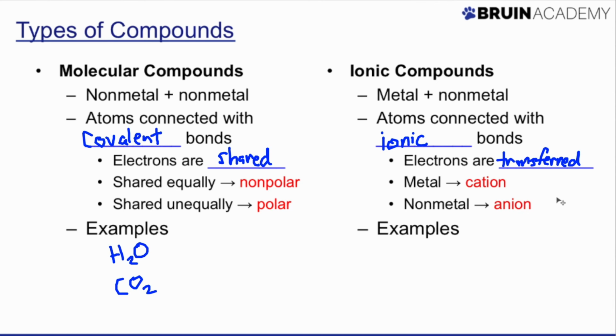Very important to remember. So some examples of ionic compounds include table salt, which is sodium, right, bonded to chlorine via an ionic bond. You could even have potassium chloride, right? Pretty much anything from a metal bonded to a nonmetal, that's an example of an ionic compound.